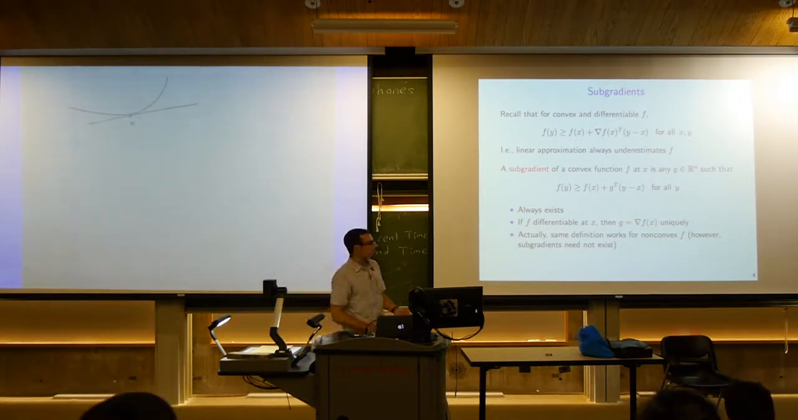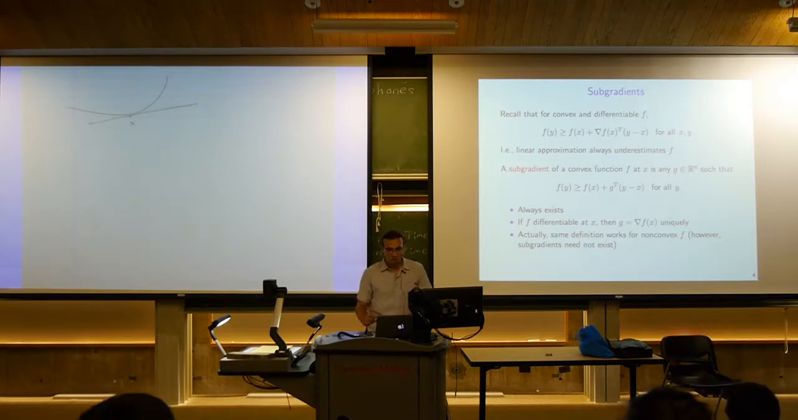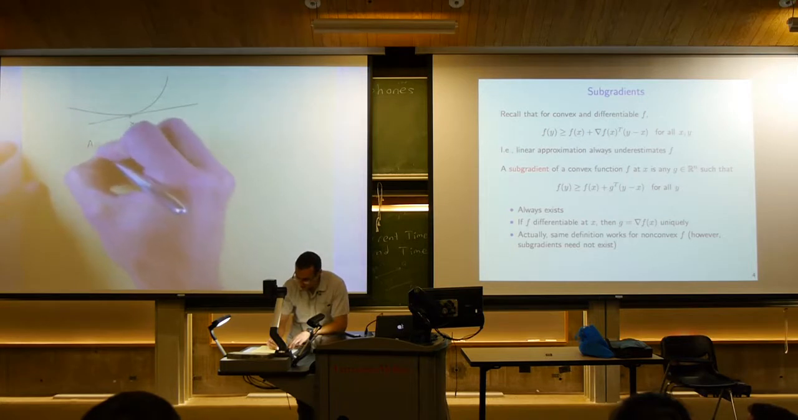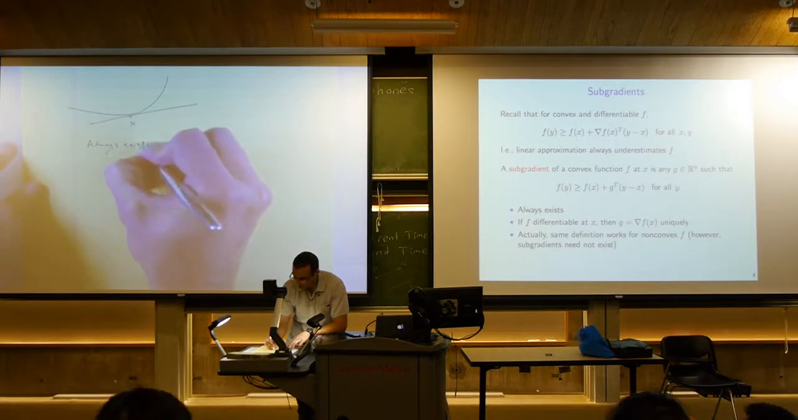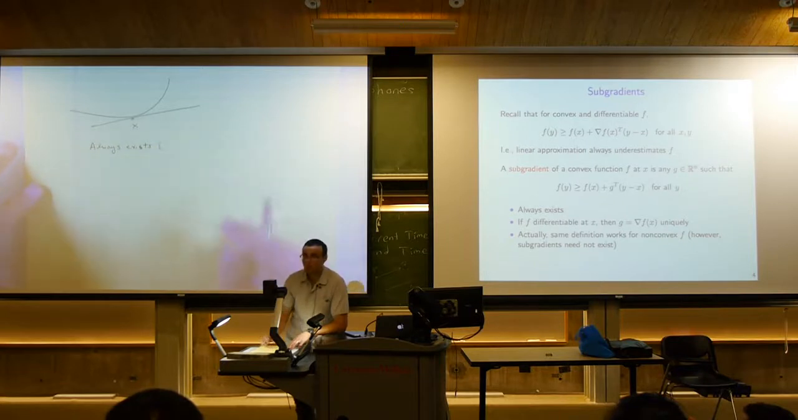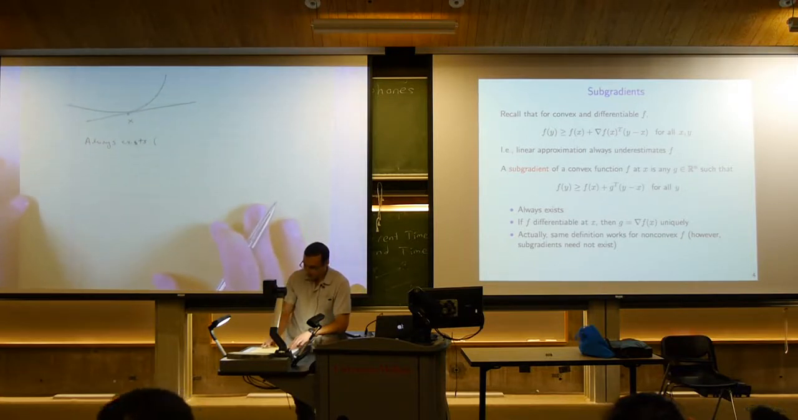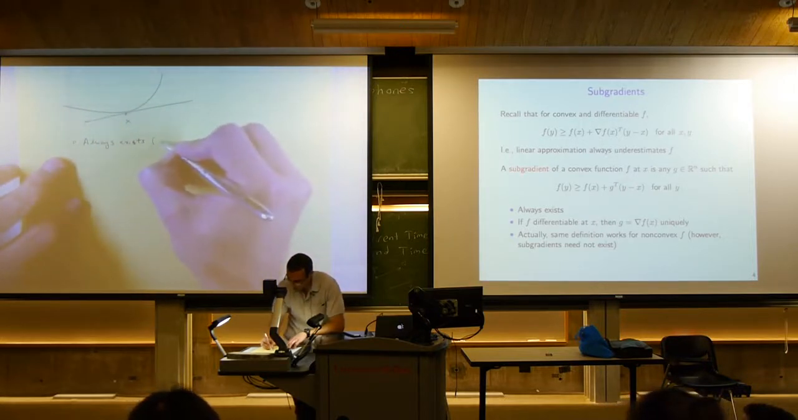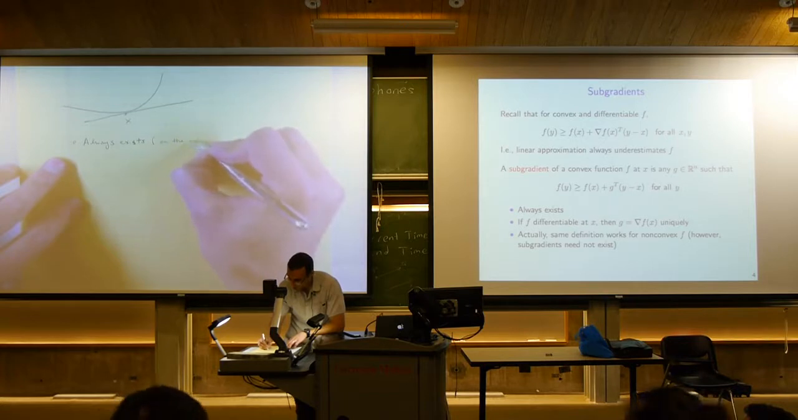And some fundamental properties, we said it always exists for convex functions. And if the function was differentiable at a point, then there's only one subgradient that makes this true, and that's the gradient. One caveat, I only mentioned it in passing last time, but I'll make it explicit, because I did have one question about it after the lecture. Subgradients always exist for convex functions, and the caveat is that they always exist on the relative interior of the domain.